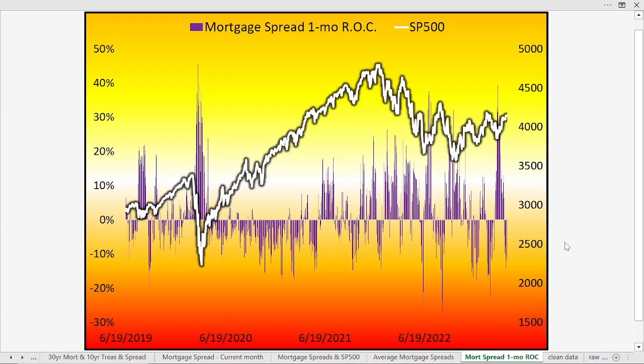The white line here shows the S&P 500. The purple histogram bars show us the rate of change in one month. How much have mortgage spreads changed? Great example, go back to March 2020. When the stock market really dropped precipitously, the mortgage spreads exploded. They were up about 46% in a one month period of time.